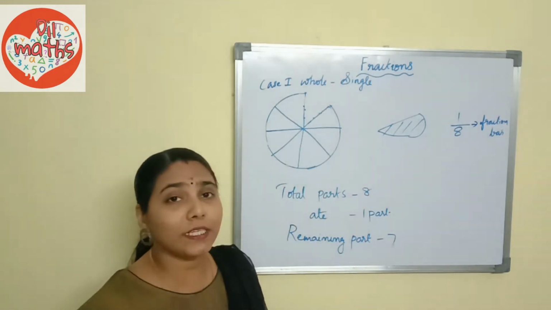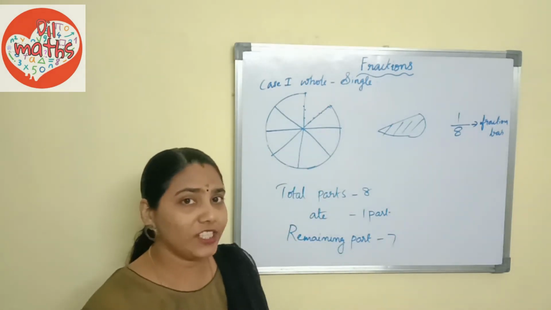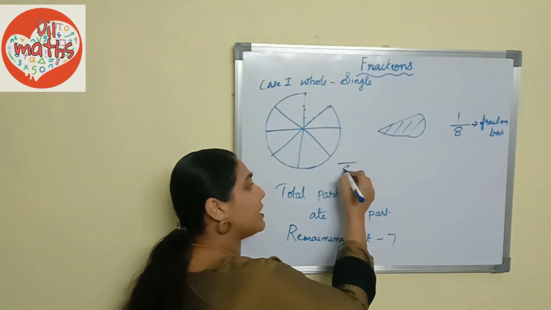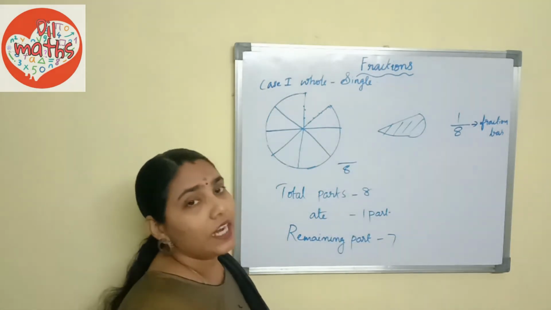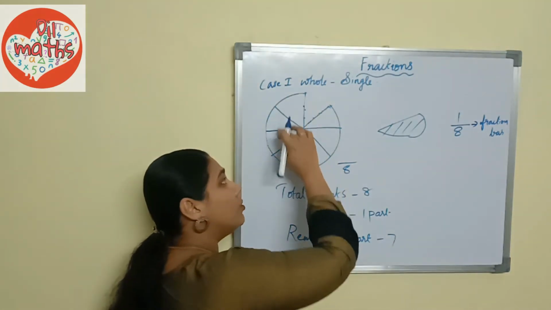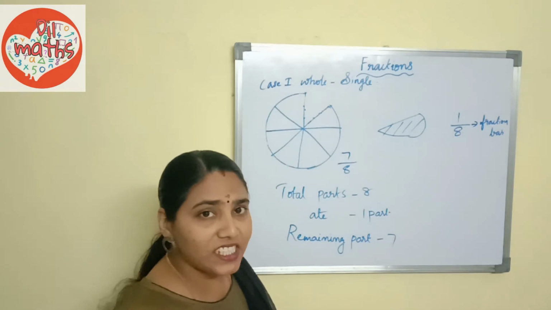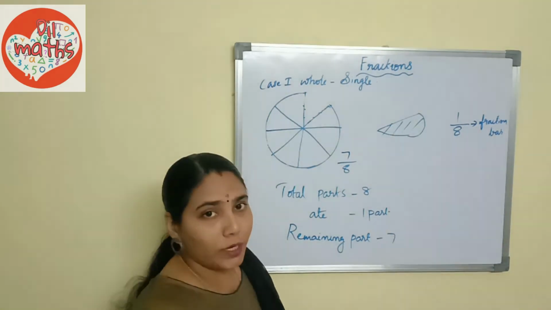I want to represent the remaining part by a fraction. How can I represent? What will come in the denominator? The number of equal parts will come in the denominator, and how many pieces are remaining here? 1, 2, 3, 4, 5, 6, 7. 7 parts are remaining here. So the fraction is 7 by 8. So we'll go for one more example.